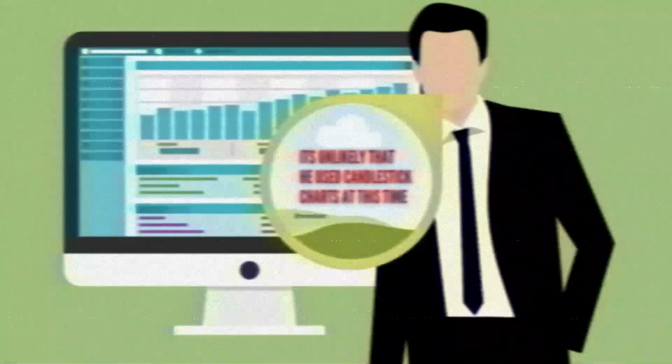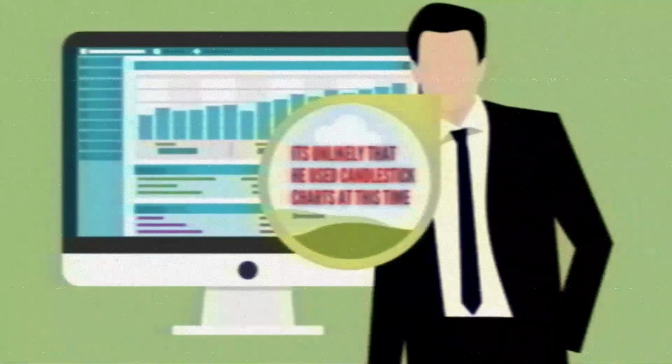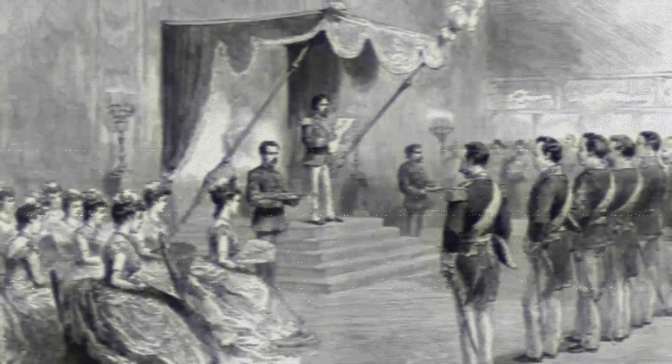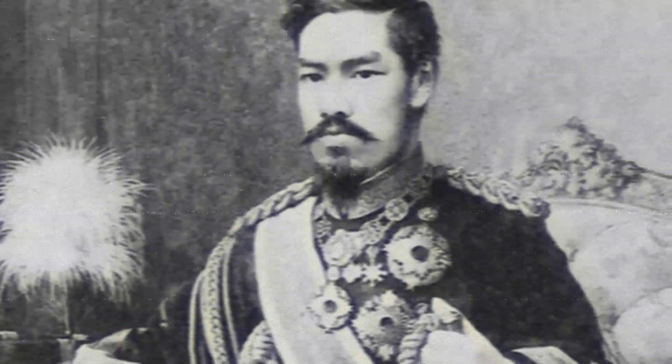Nison says, however, "Based on my research, it is unlikely that Homma used candle charts, as will be seen later when I discuss the evolution of the candle charts. It was more likely that the candle charts were developed in the early part of the Meiji period in Japan."